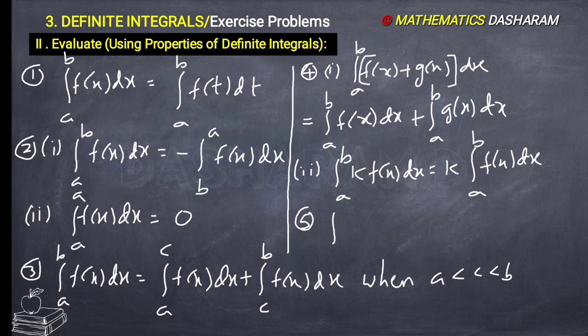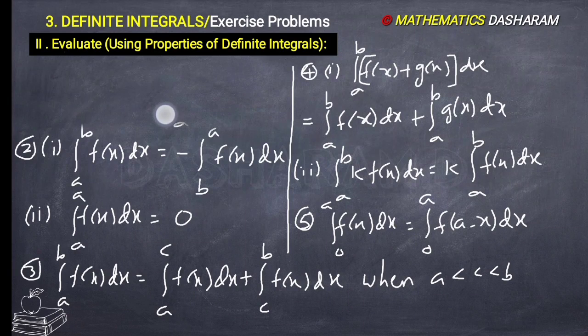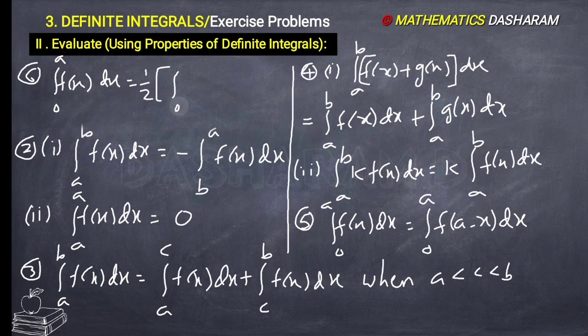Next, fifth property: integration 0 to a f of x dx equals, when the lower limit is 0, integration 0 to a f of a minus x dx. Next, sixth property is integration 0 to a f of x dx equals 1 by 2 bracket of integration 0 to a f of x plus f of a minus x dx.